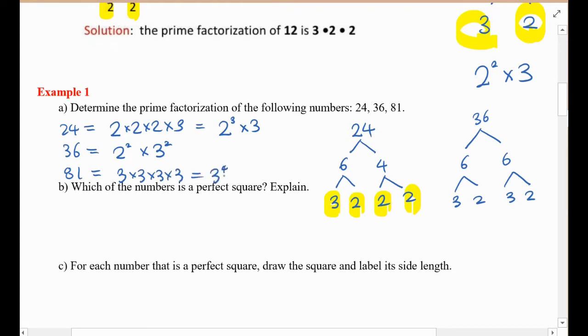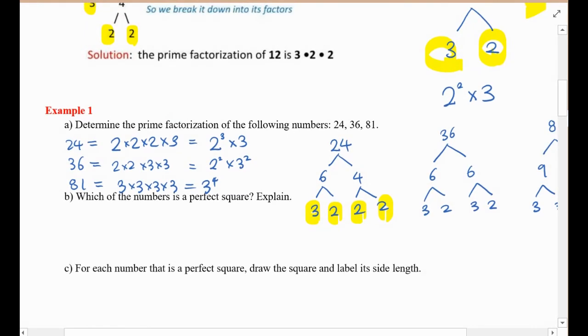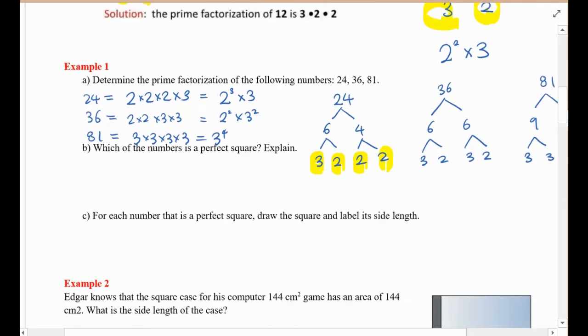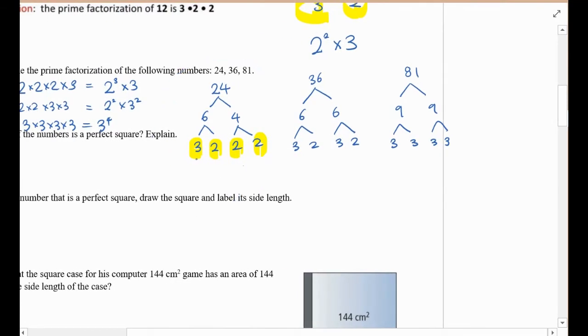And this one you can also list it: 2 times 2, 3 times 3, and 2 squared, 3 squared. Okay, so we found the prime factorizations. Okay? And now we're going to figure out which of the numbers is a perfect square. So if you look at 24, how many 3's do you have? Only 1. How many 2's do you have? 3.